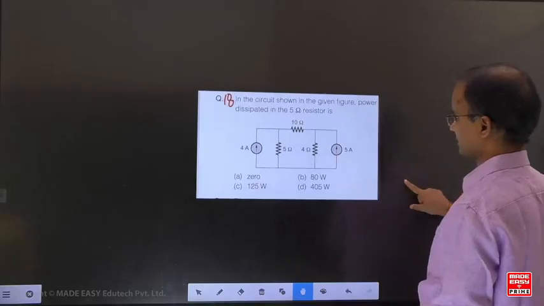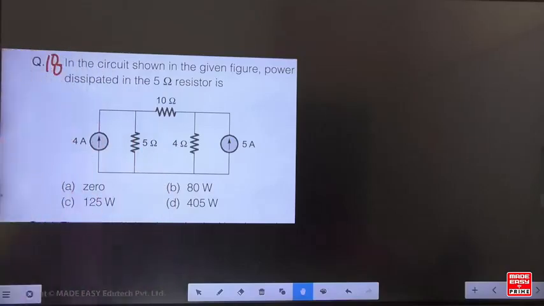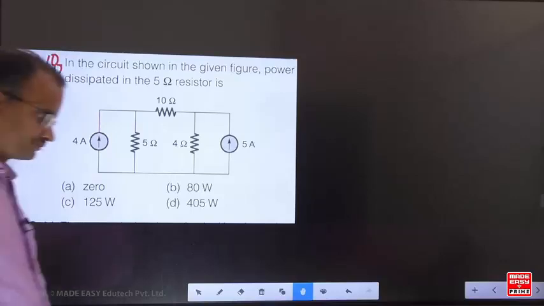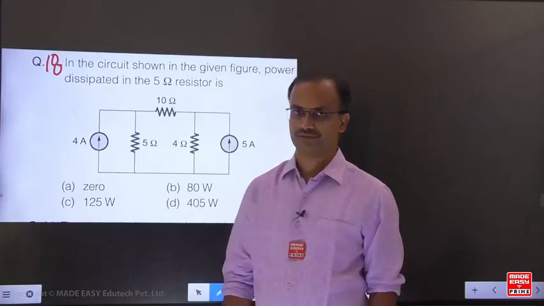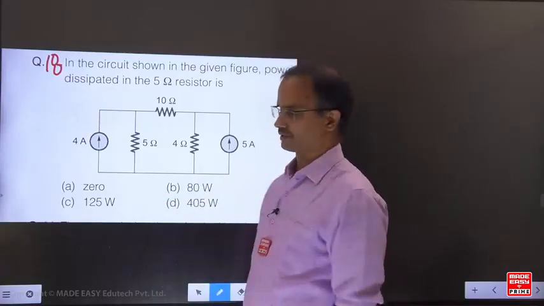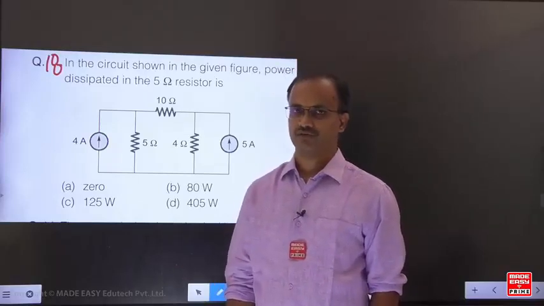Now open the workbook and read question number 18. For this example, the 5 ohms is the internal resistance of this one. The 4 ohms is the internal resistance of this one. The 10 ohms is the external resistance, or we can also call it a load resistance.